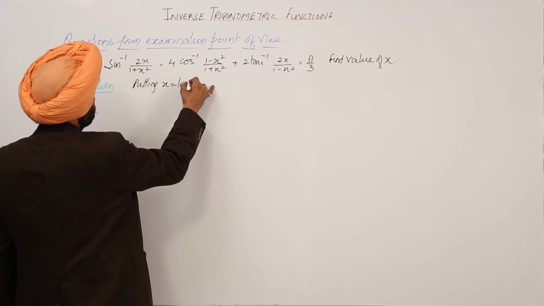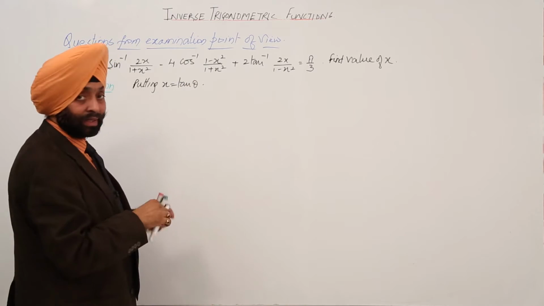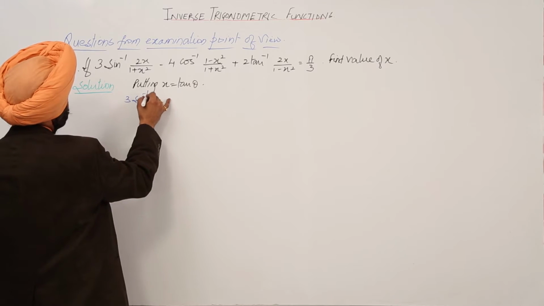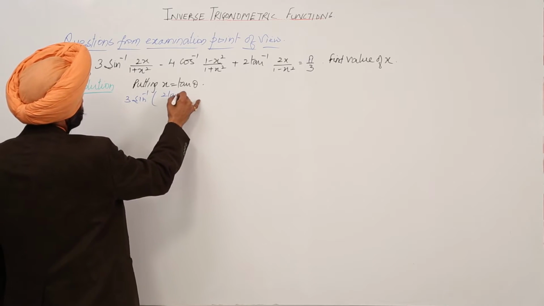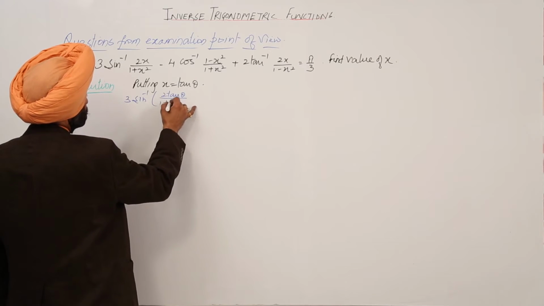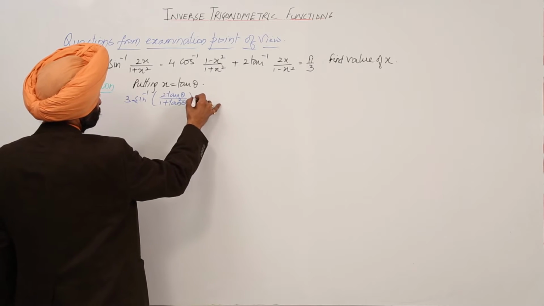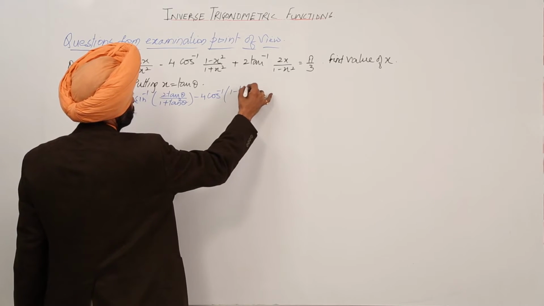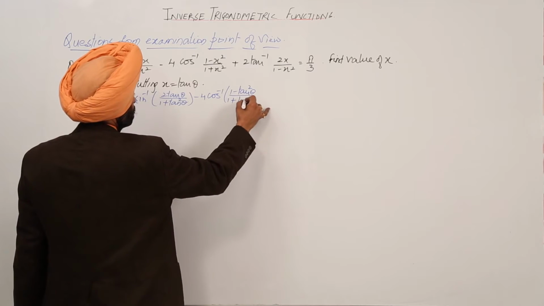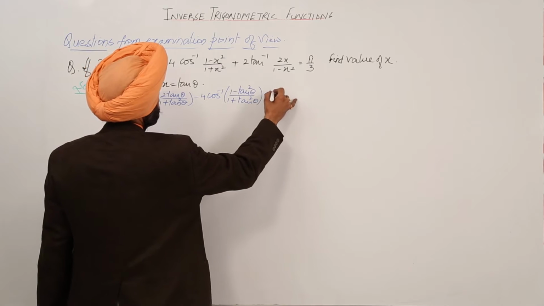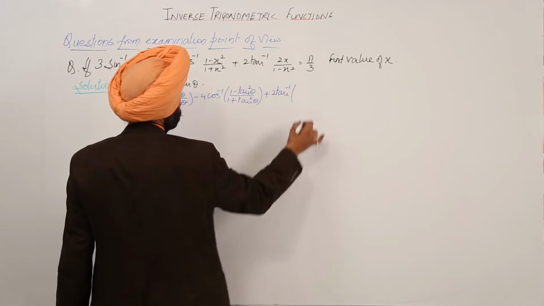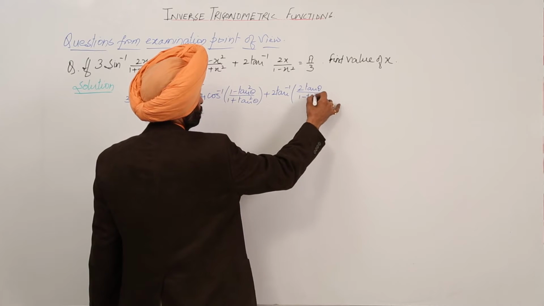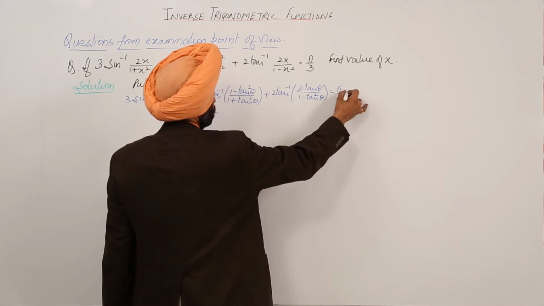x is equal to tan theta. Now what we are getting when we put x equal to tan theta in the question: we have 3 sin inverse of 2 tan theta upon 1 plus tan square theta, minus 4 cos inverse of 1 minus tan square theta upon 1 plus tan square theta, plus 2 tan inverse of 2 tan theta upon 1 minus tan square theta. This is equal to pi by 3.